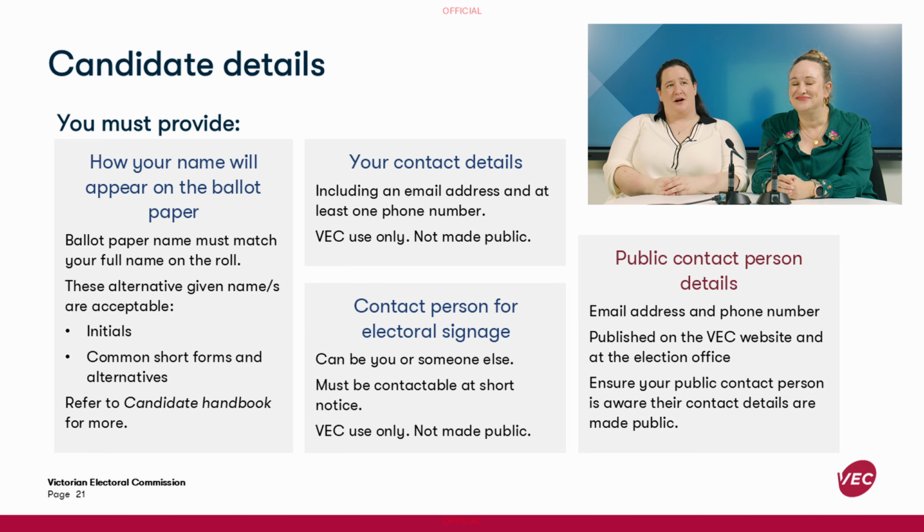You will also be required to provide the details of a public contact person on behalf of your campaign. The contact person can be you, or you can provide the name and contact details of another person. These details will be displayed at the election office and will be published on the VEC website and accessible to the public. You must provide an email address and at least one phone number. It is important that the person you have put down as your contact person is aware that their details will be publicly available.